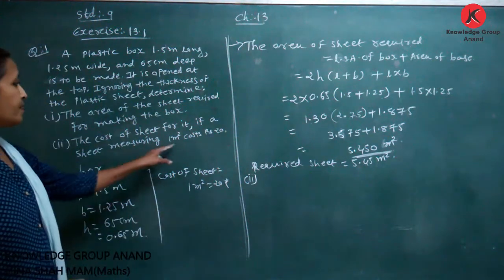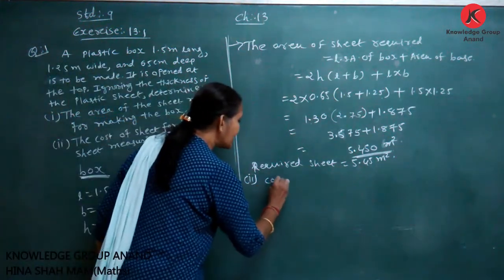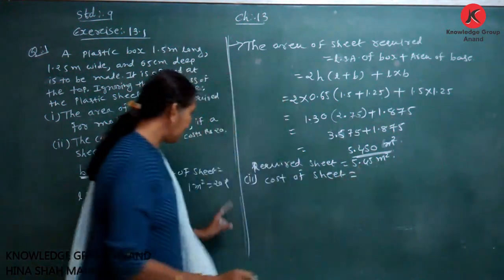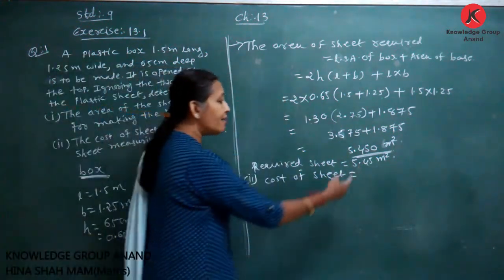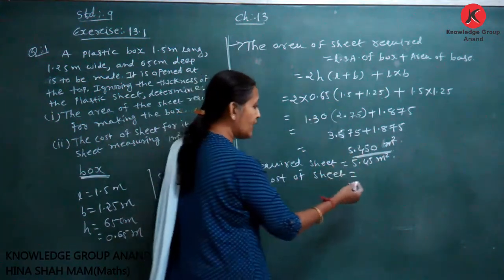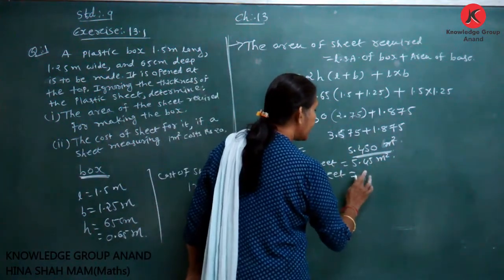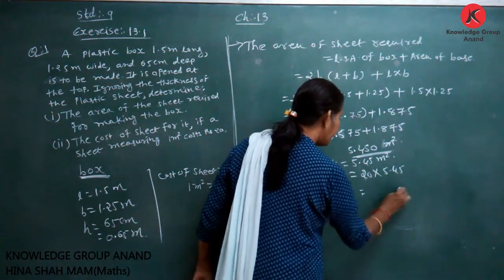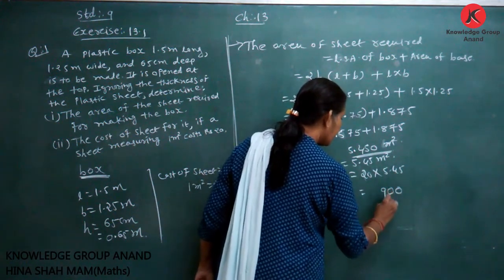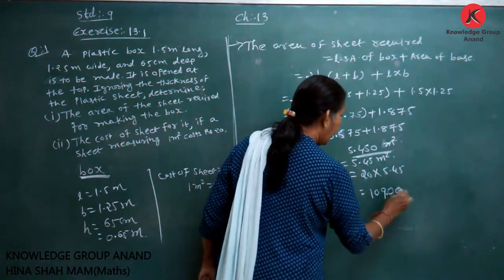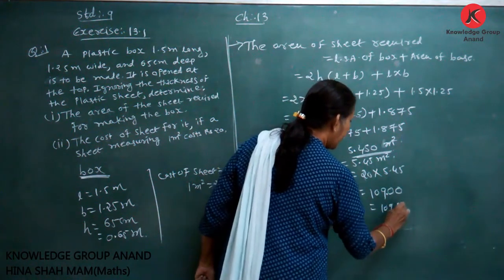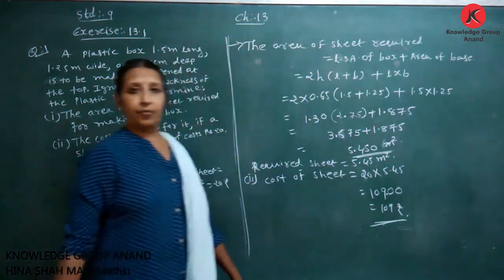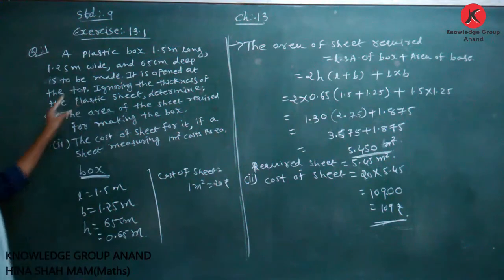Now second number. What is the cost of the sheet? Cost of sheet: 1 meter square is equal to 20 rupees. Then 5.45 meter square is equal to how much? 20 multiply 5.45 is 109 rupees. How many rupees? 109 rupees.